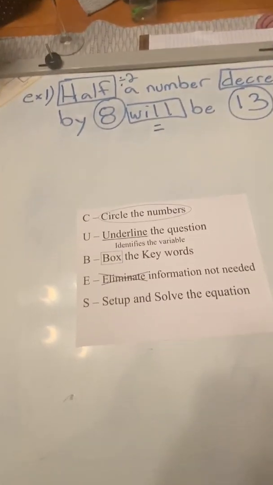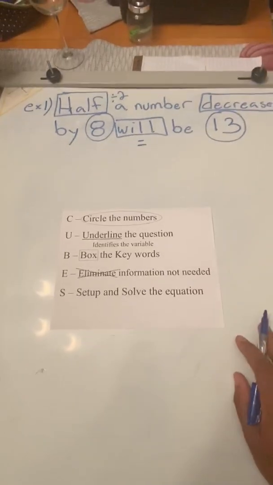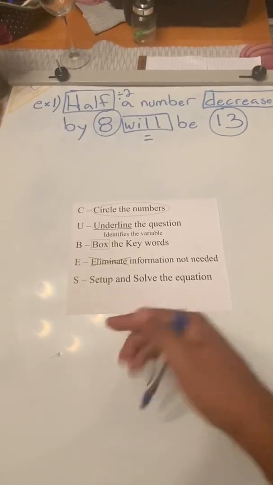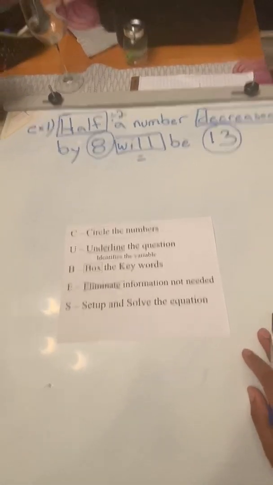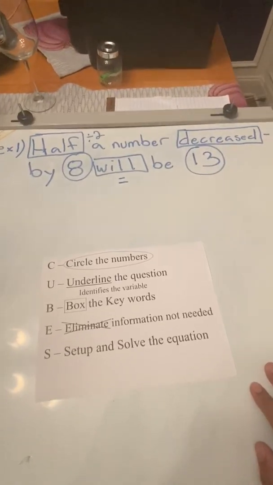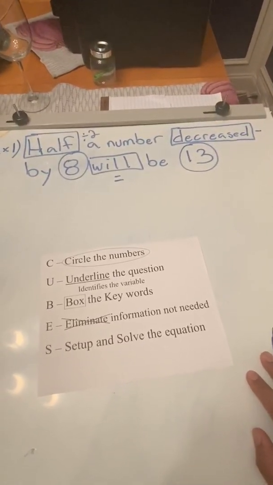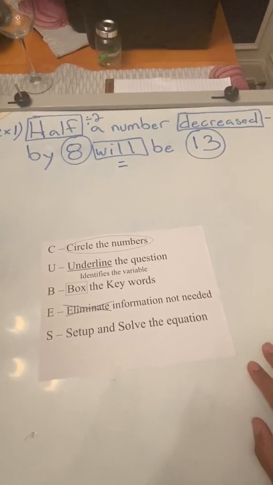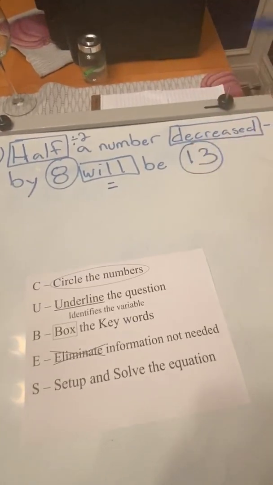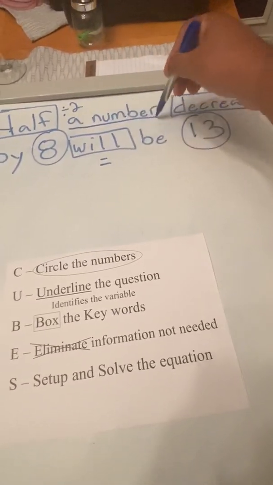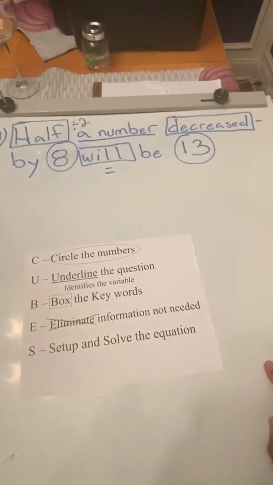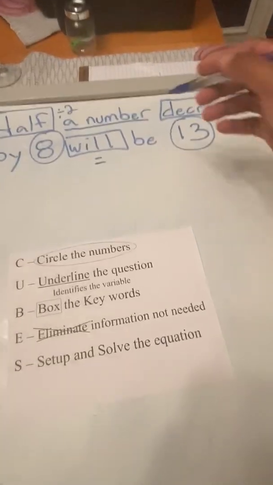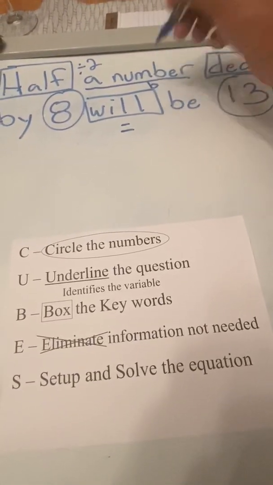E, eliminate information not needed. This is real basic, so there's nothing to eliminate. But let's come to S, set up and solve. We have a number. What is a number? I don't know. Anything that you don't know is what we call a variable. So really, a number we could consider the question. Let's underline that, because what number are we talking about? I don't know, so it's a variable. Remember, a variable is a letter. So let's give it a letter. Let's call it B.